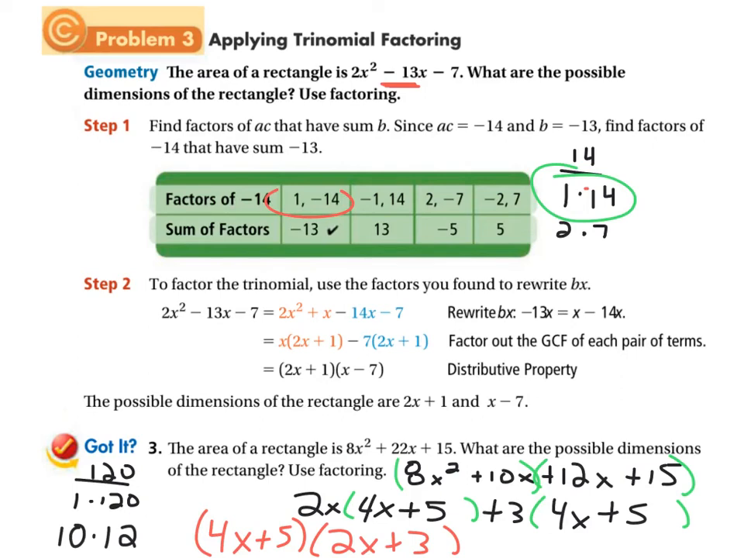Okay? We got one more, and it's about what I talked about at the beginning, which is sometimes you need to factor out a common monomial before you can factor the trinomial down into binomials. So let's look at that.